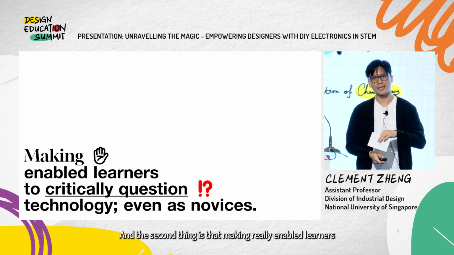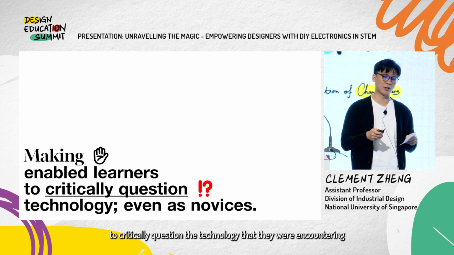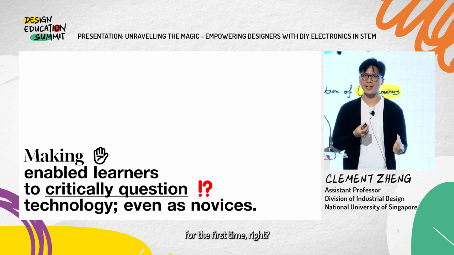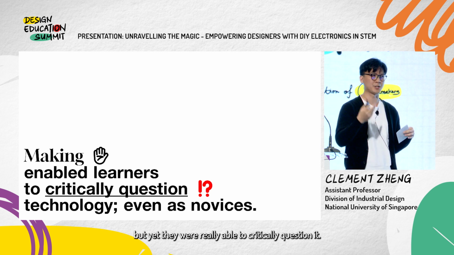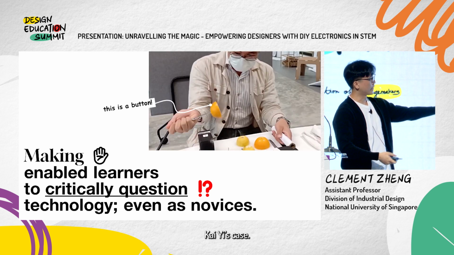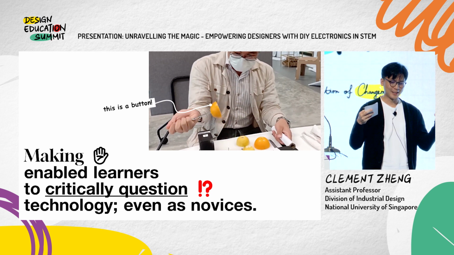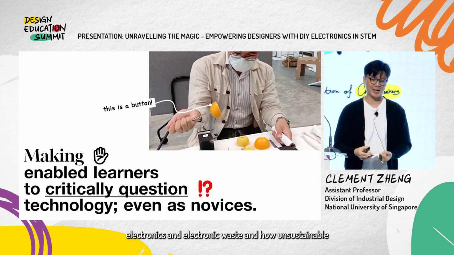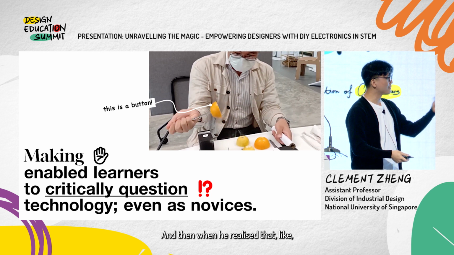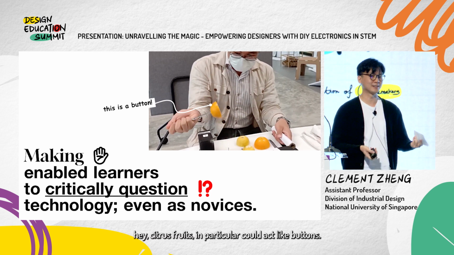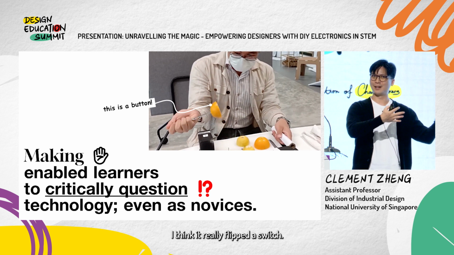And the second thing is that making really enabled learners to critically question the technology that they were encountering for the first time. They were novices in electronics, but yet they were really able to critically question it. Kai actually had really strong feelings about electronics and electronic waste and how unsustainable a lot of our manufacturing practices are. And then when he realized that citrus fruits in particular could act like buttons, I think it really flipped a switch.